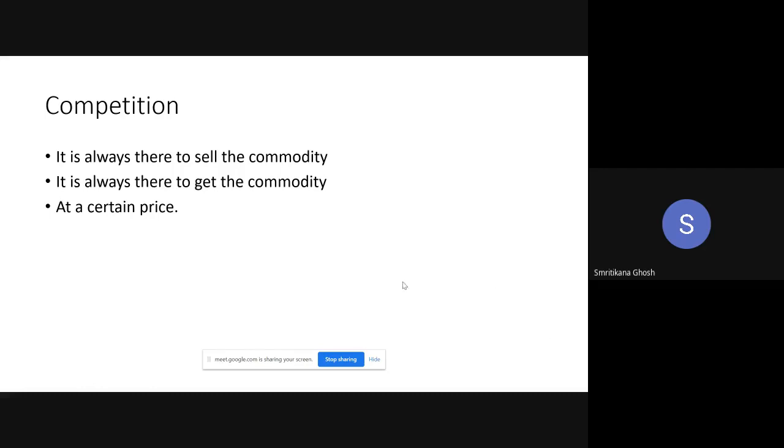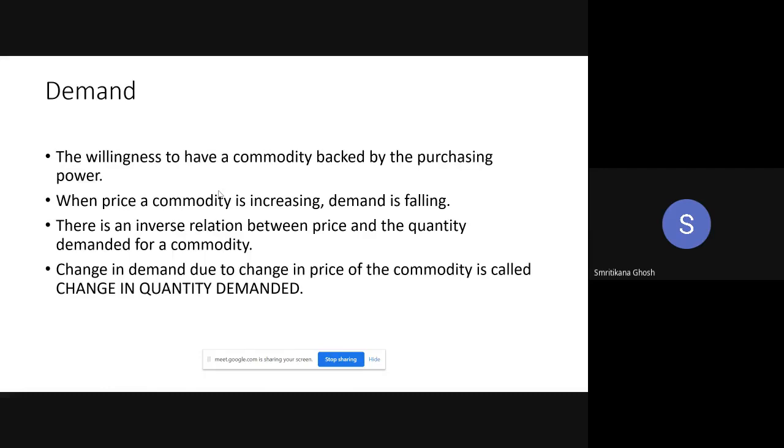So you can understand, seller means it is the supply side, and buyers means those who are getting the commodity, they are the buyers. That means they are the consumers, or they are making the demand. Okay. So there is a demand and there is a supply in the market for a certain price, given the price. Now I am coming to the demand. Most of you know what demand is, but I have to tell it because there are some people who don't know: it is the willingness to have the commodity backed by purchasing power. Okay, so this is the demand. Do you have any problem with this definition?